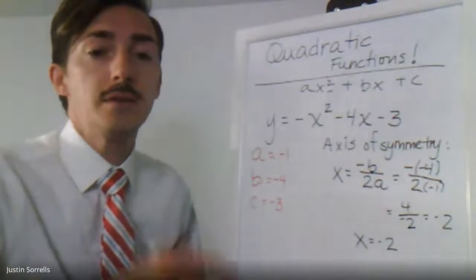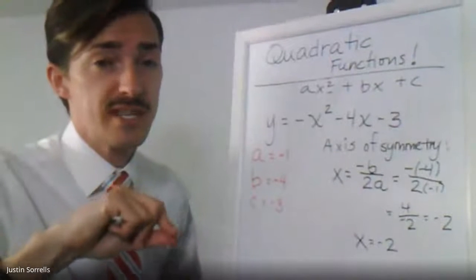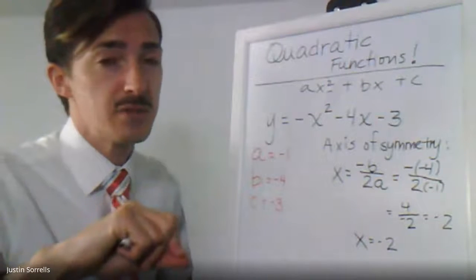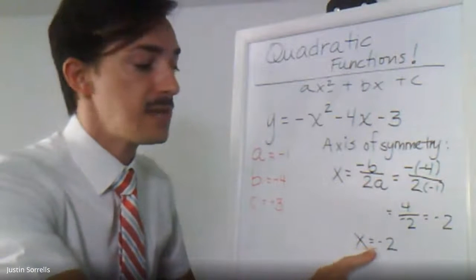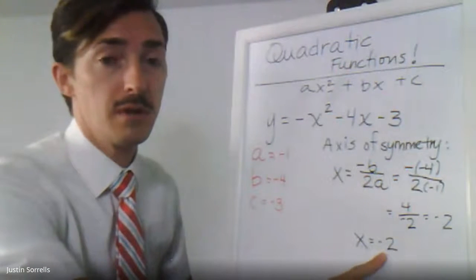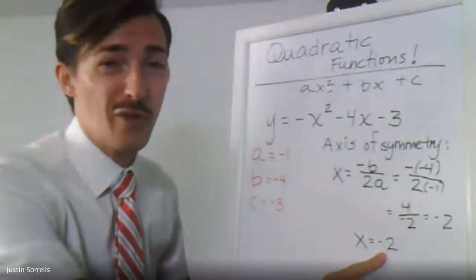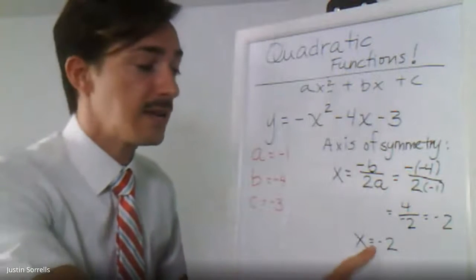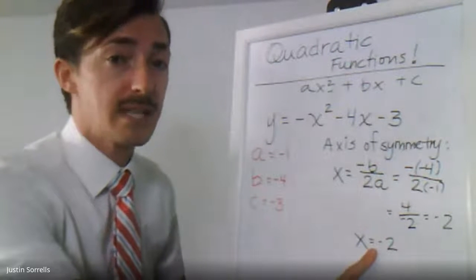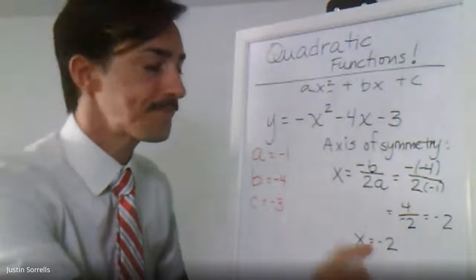Okay? So I need you to pay attention to exactly what I just said. The axis of symmetry is the line x equals negative 2. It's actually a line on the graph, okay? It's a line that goes straight through the vertex, all right? This is not a coordinate, it's a line, all right?